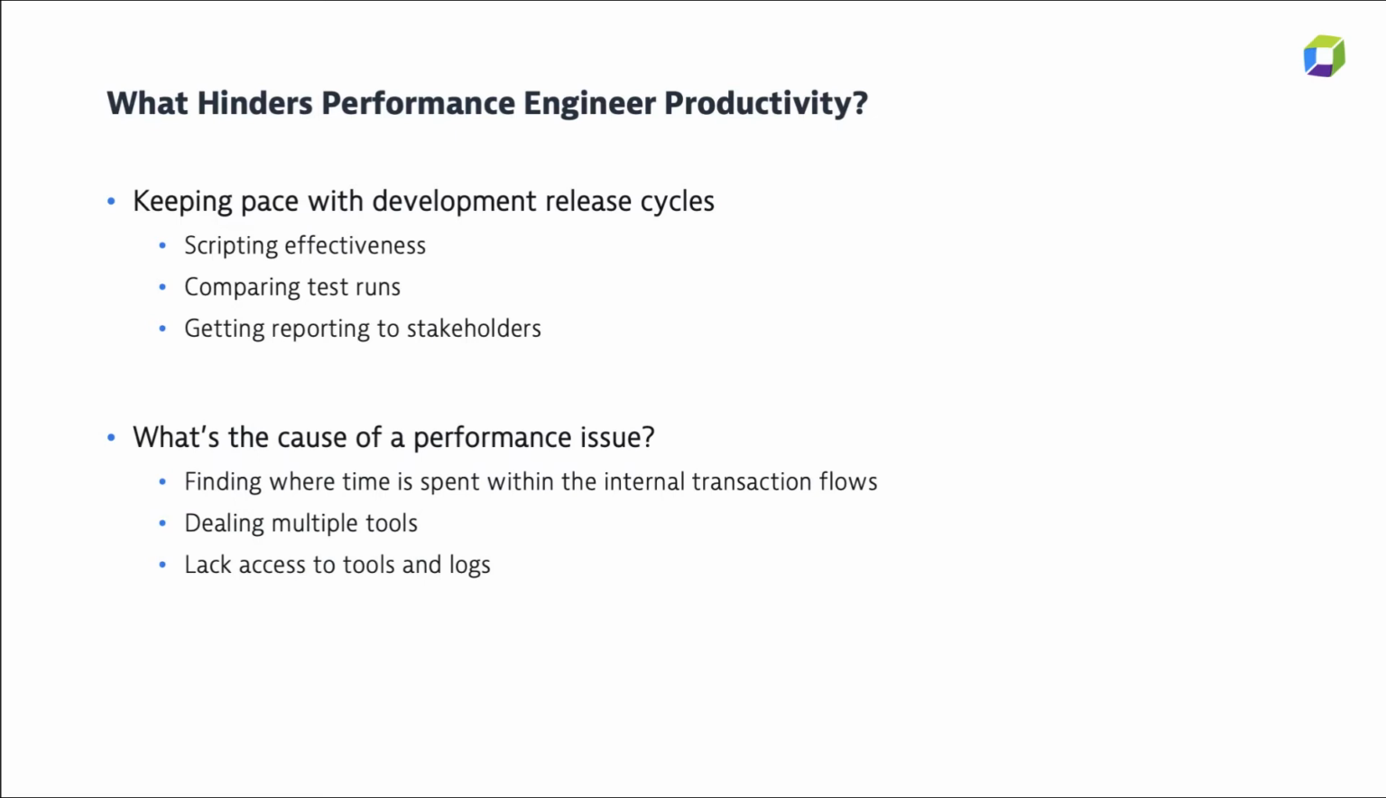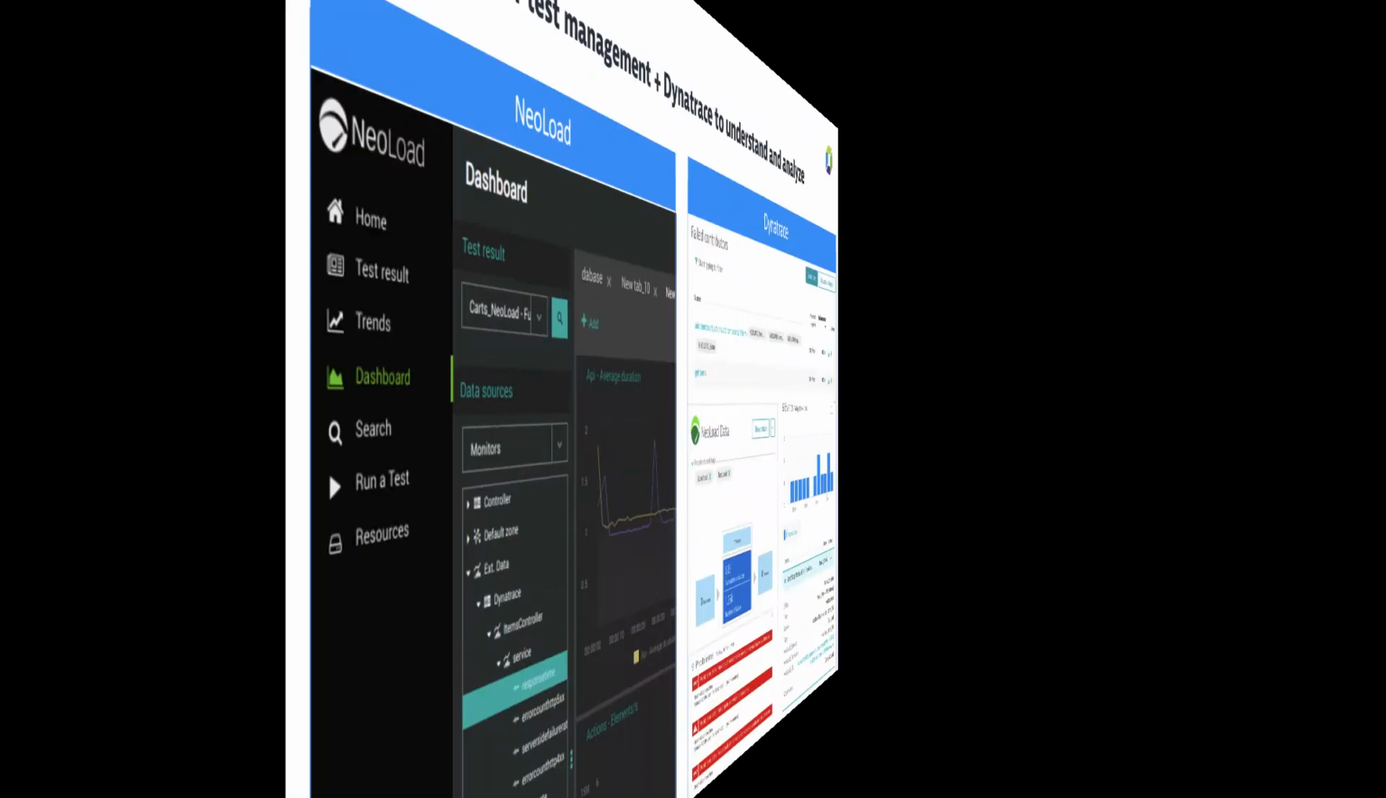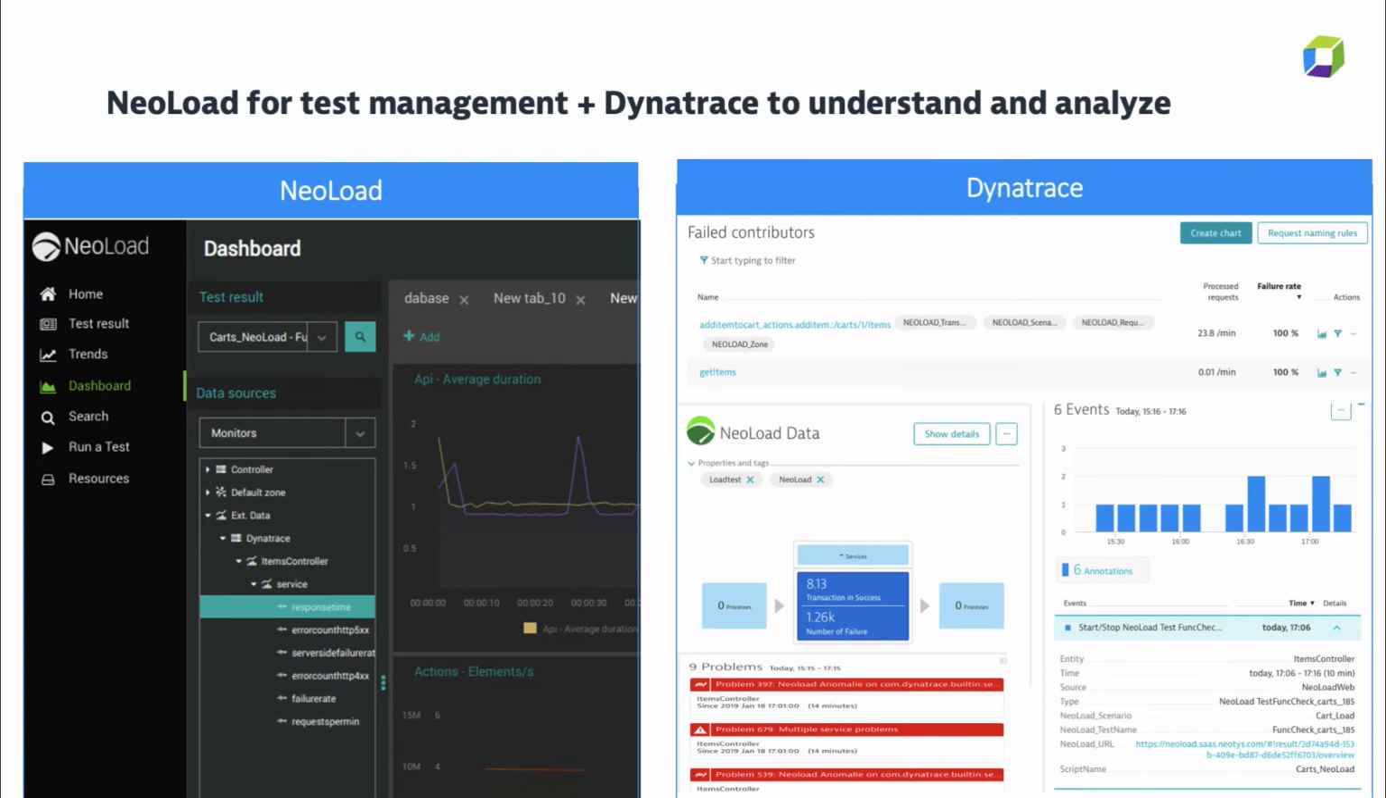Also, when problems arise, there's a lot of time trying to figure out where is the root cause of the issue, trying to trace down internal transaction flows, trying to analyze data across different tools, and also not having access to tools to even begin the work of analysis. This is where NeoLoad Test Management Platform and the Dynatrace Observability Platform are coming together to help solve these problems.